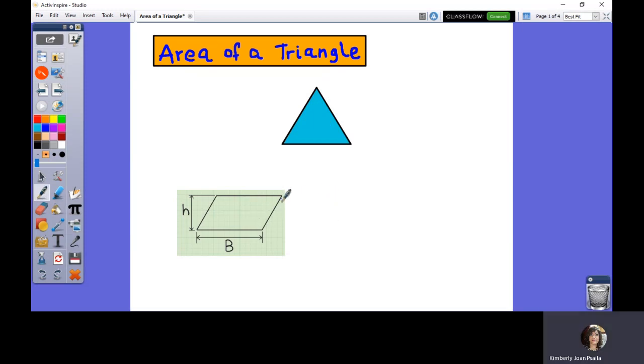Basically, in the last video, we learned that the area of a parallelogram is found by multiplying its base by its perpendicular side. So the area of a parallelogram was b times perpendicular.